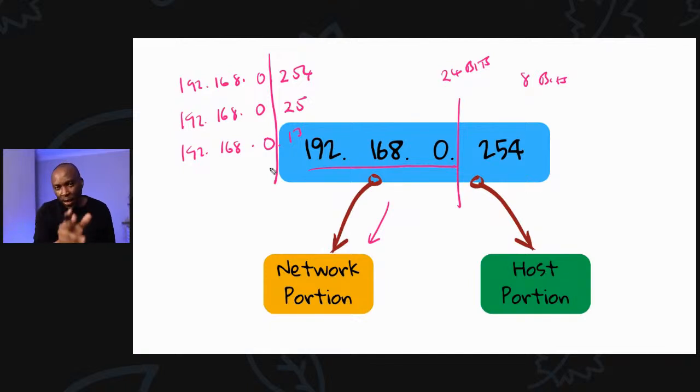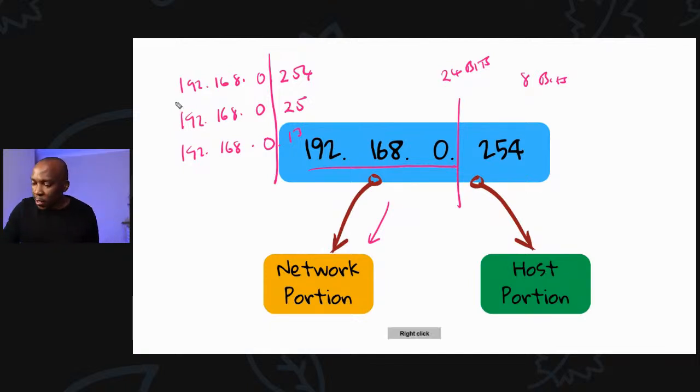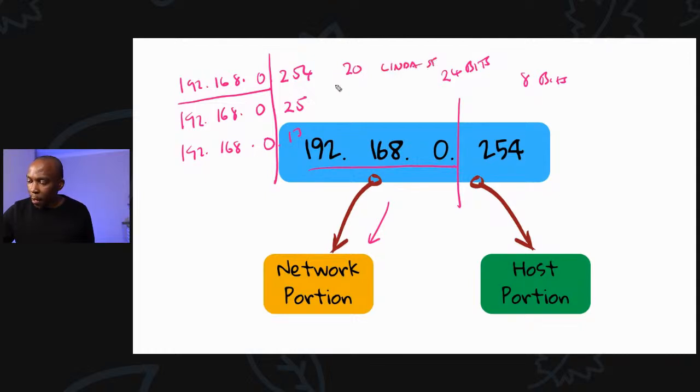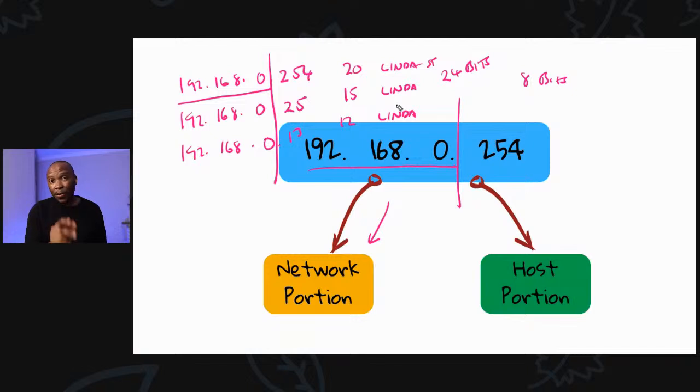And why do they belong to the same network? It's because the first 3 octets are identical. So what I've simply done here is house number 20, Linda Street, house number 15, Linda Street, and house number 12, Linda Street are different houses in the same street. It's just that the house numbers are different.